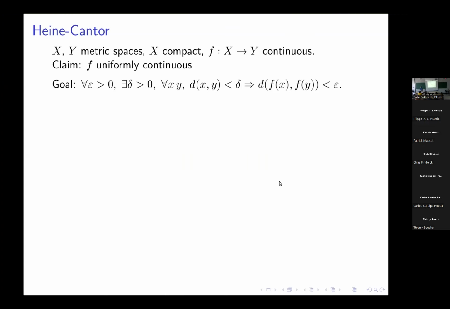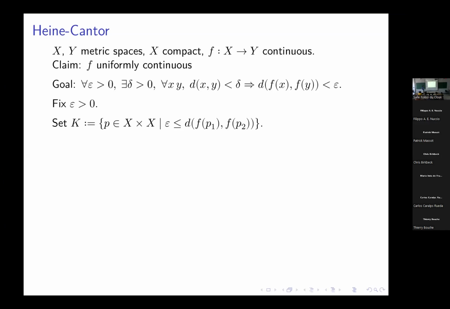So we want to prove that f is uniformly continuous. For all epsilon, we must find some delta so that for all x and y, if the distance between x and y is less than delta, then the distance between the images is less than epsilon. So just fix any positive epsilon, and I will introduce this subset k.